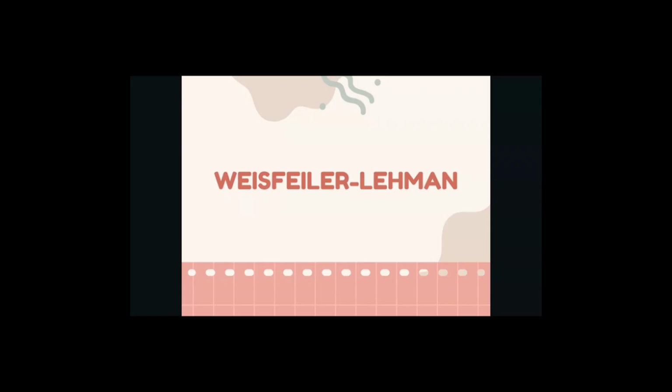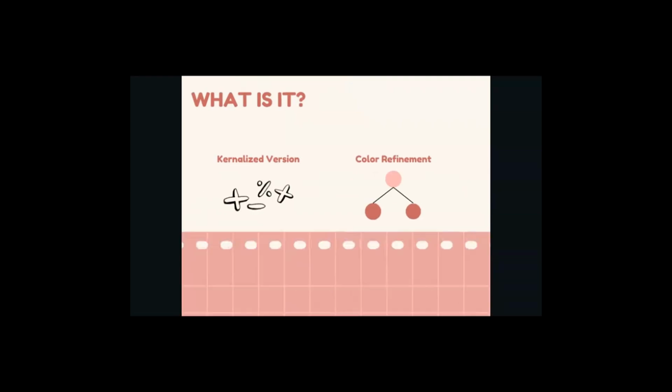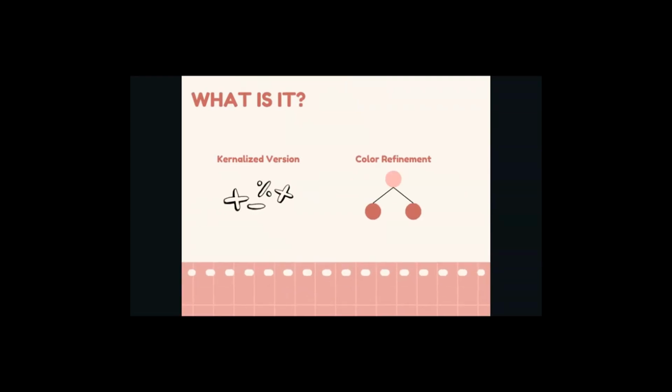Weisfeiler-Lehman kernel is an alternative version of the graphlet count algorithm that considers node degrees and color refinement rather than graphlet count in order to create the feature vector. Since it is a kernelized version, it is quick, but we wanted to see the effect of parallelization on it.